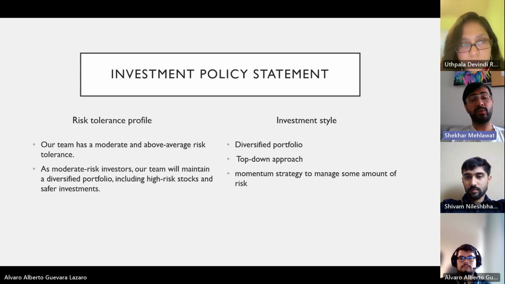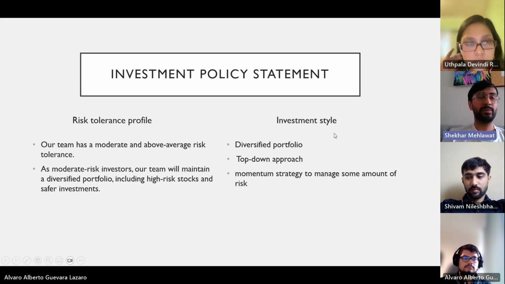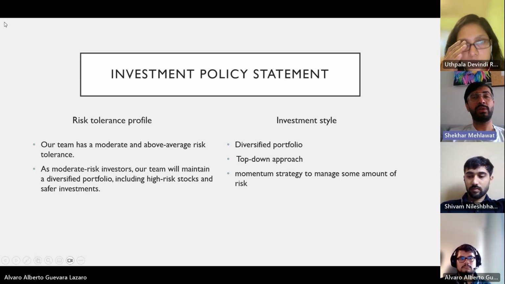So our investment style will be diversifying our portfolio through different sectors rather than concentrating on a particular sector. The benefit is that if a particular sector is losing money, then we can gain money from the other sectors. The other approach is top down approach, where we'll be doing the market analysis on an economic level before we make any final decision.